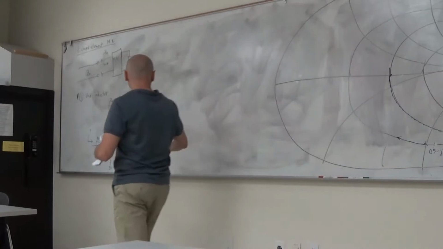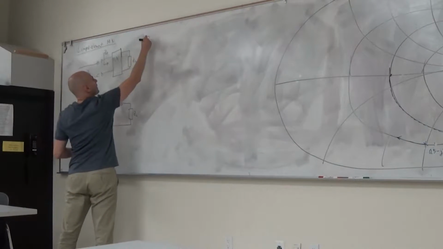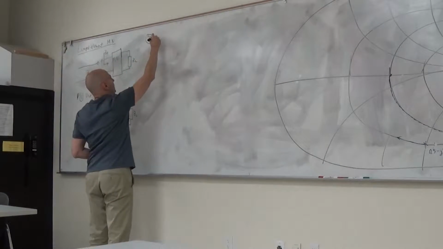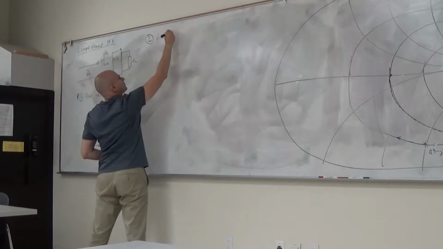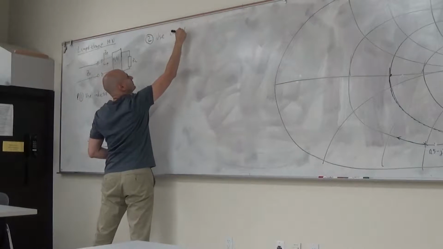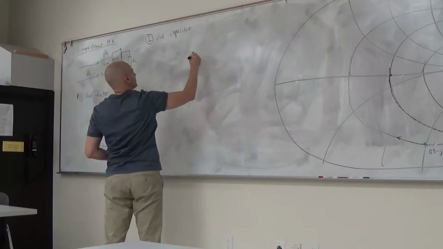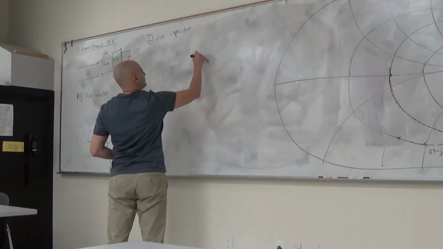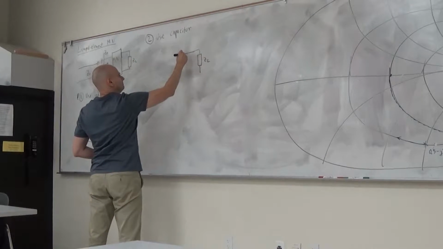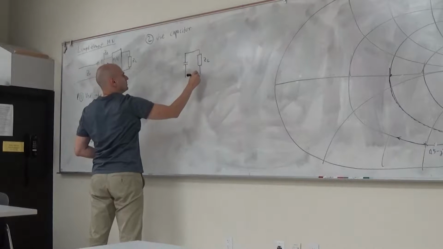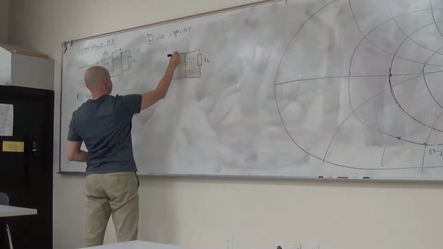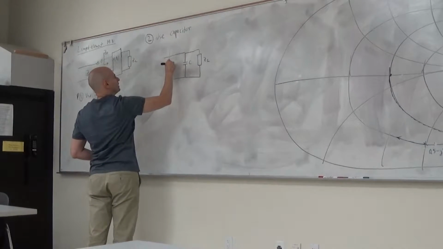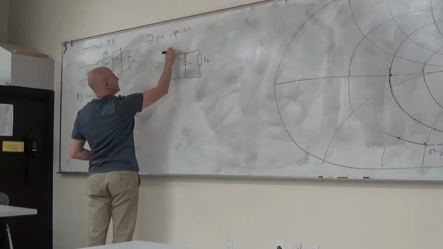So now let's go to part 2, where I can use a shunt capacitor. So, use a capacitor. And I have my ZL, and I'm going to add a shunt capacitor. And my goal again is to bring ZL to Z0.